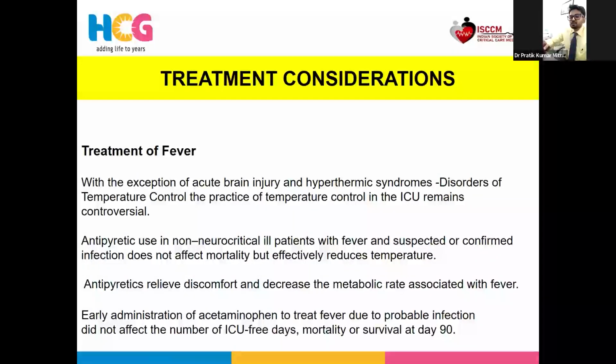Treatment of fever, with the exception of acute brain injury and hypothermic syndrome, and the practice of temperature control in the ICU remain controversial. Antipyretic use in non-neurocritically ill patients with fever and suspected or confirmed infection does not affect mortality, but effectively reduces the temperature. Antipyretics relieve the discomfort and decrease the metabolic rate associated with fever. Early administration of acetaminophen to treat fever due to probable infection did not affect the number of ICU days or mortality.